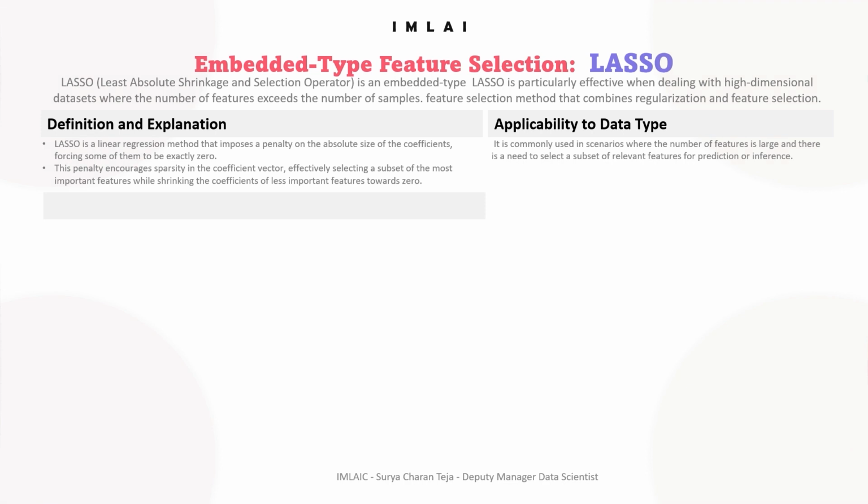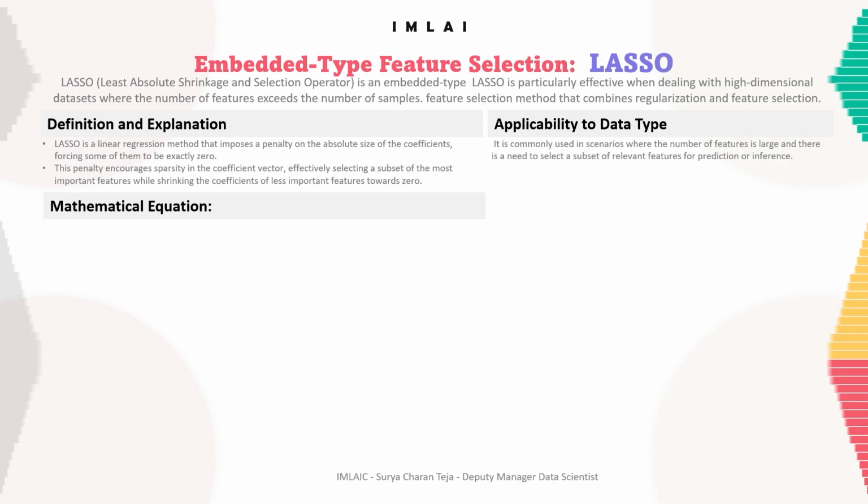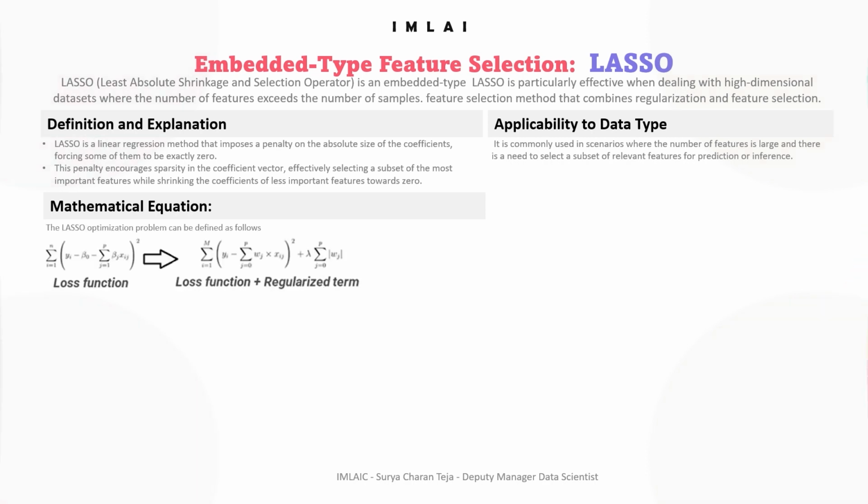So the mathematical equation of lasso. The lasso optimization problem can be explained with the following equation. Lasso can be mathematically modeled as the summation of a loss function and a regularized term. What you see on screen is the mathematical formulation of lasso.